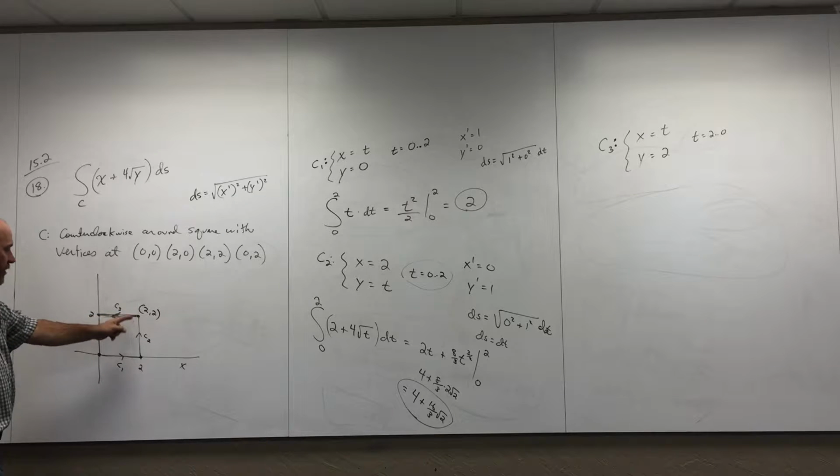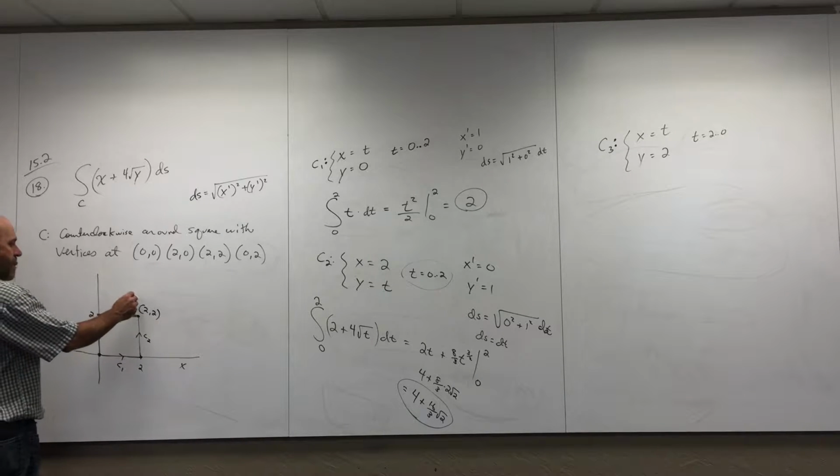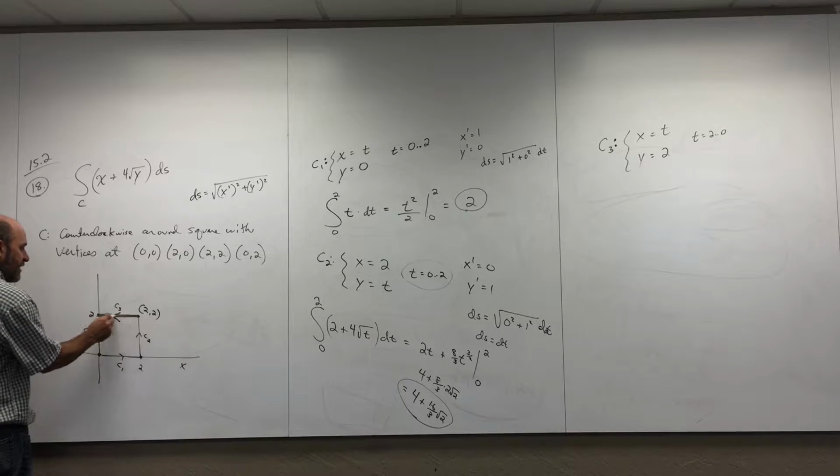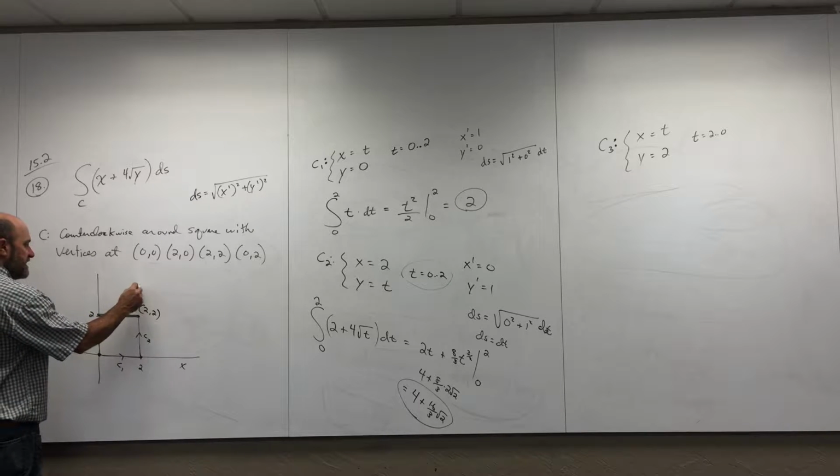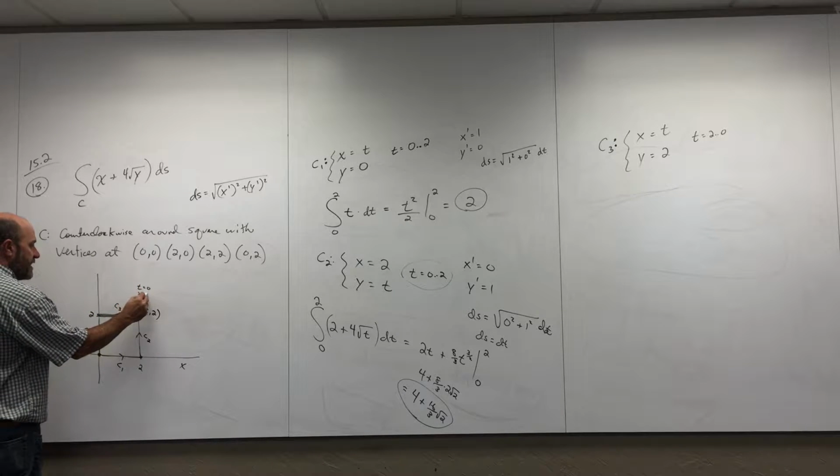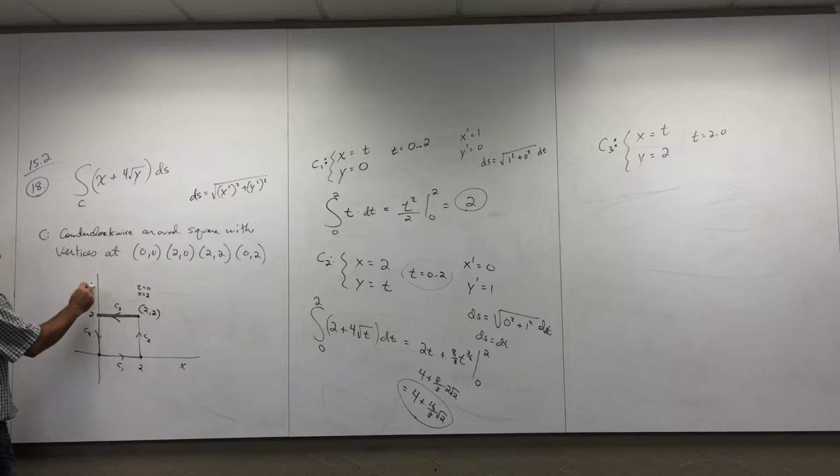Wait, so I'm trying to do C3. When t is 0, I want x to be here at 2. When t is 2, maybe I want x to be over here at 0. I don't know if that helps me.